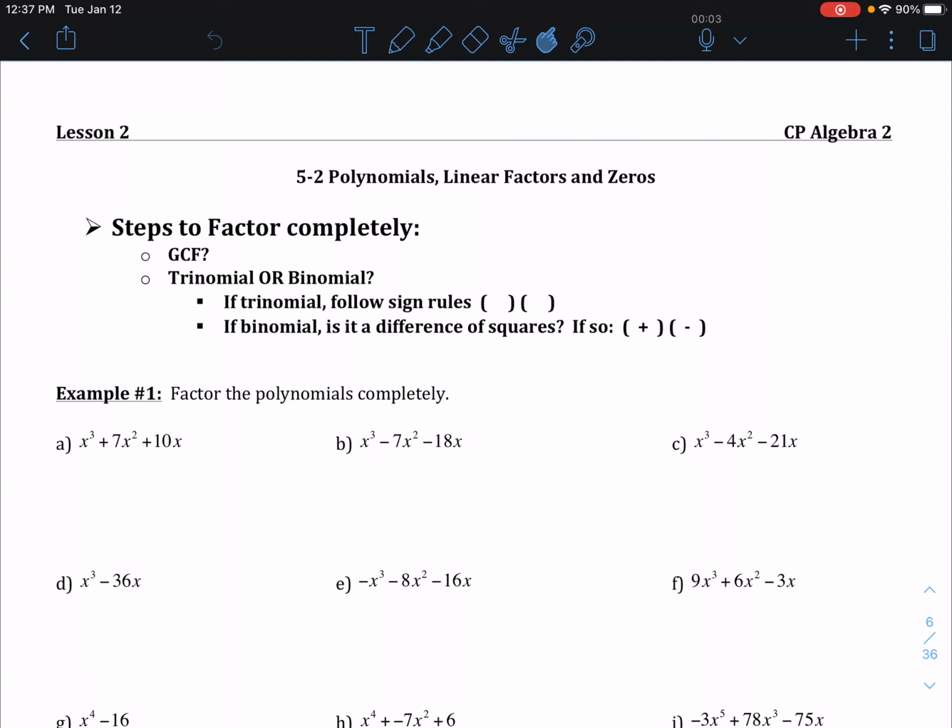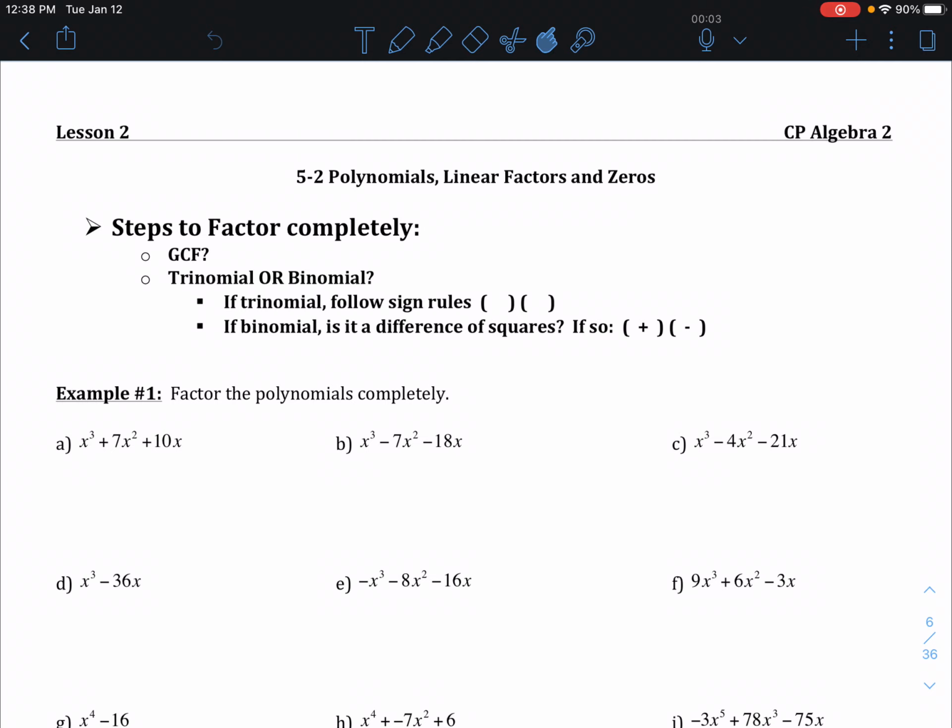The main theme today is, of course, sticking with polynomials. We're going to learn what linear factors are and zeros. Zeros are pretty much just where a graph would cross the x-axis if you were to graph it. But we're going to focus on factoring today.